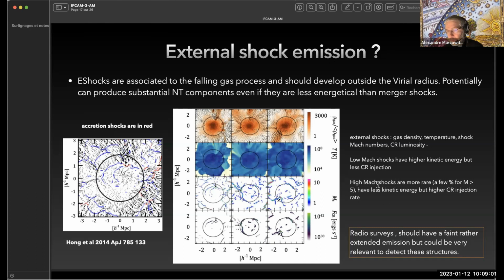So all in all, I tend to agree with you that maybe this effect is stronger, finally, to inject more particles at the low Mach shocks in the cluster center.